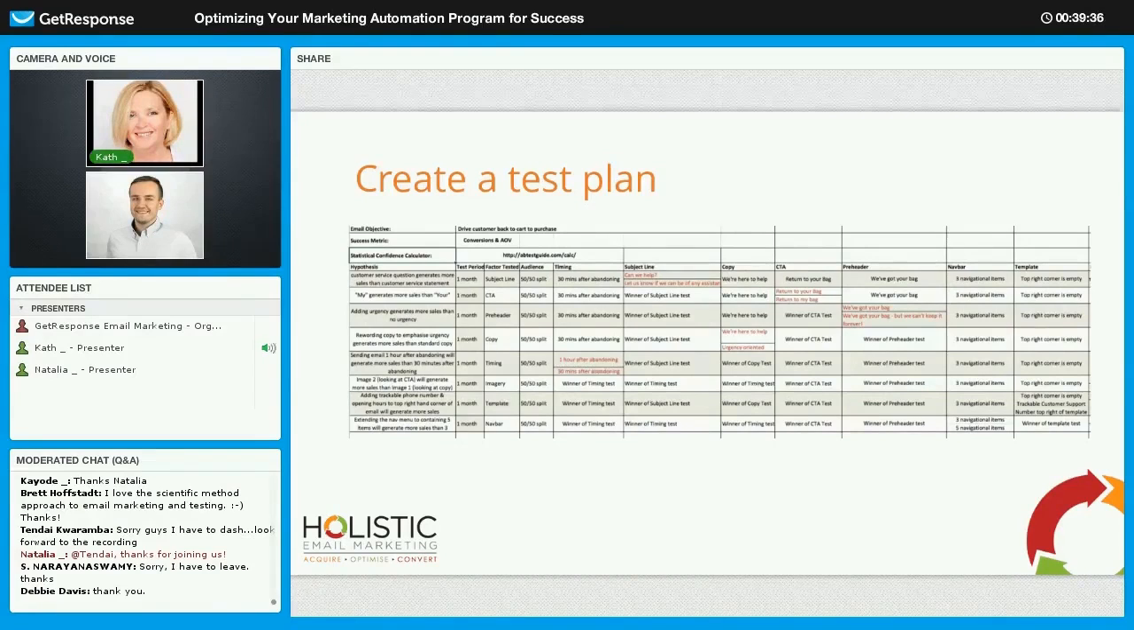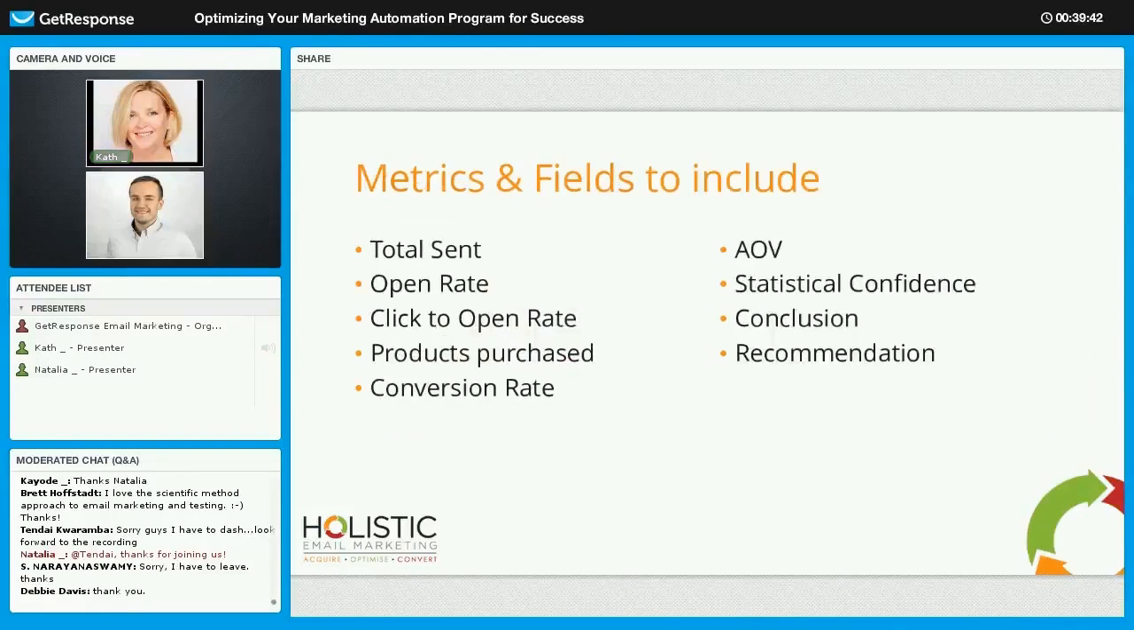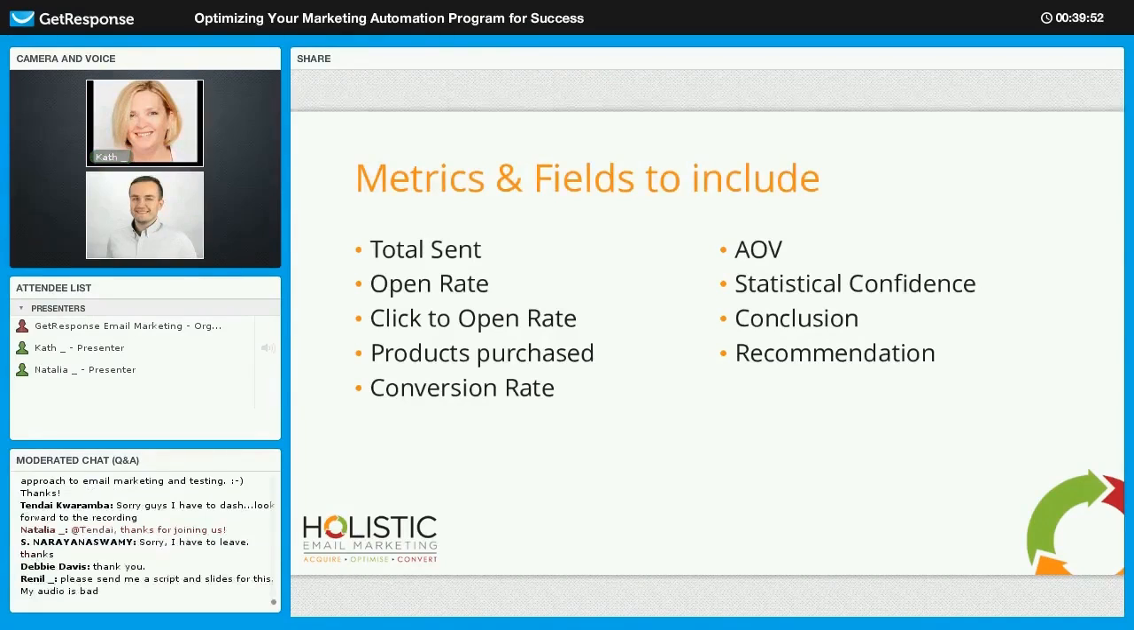You can use your own. I just use Excel. I don't have any particular fancy software. It works a treat. And then some of the metrics and fields you want to include are, of course, going to depend upon your objective. But here are some that you may want to include.